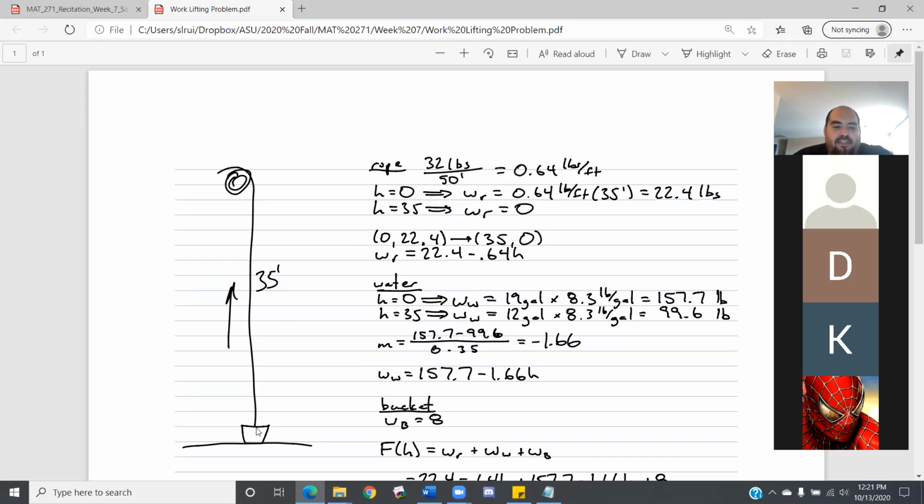When I have this bucket 35 feet off the ground, there's going to be no rope remaining, so it's going to be weightless. It's going to have a weight of 0 pounds. So based on those 2 points, I can write this linear function here, 22.4 minus 0.64 h. Any questions on that before I go on to the water one? The way I develop these is very similar.